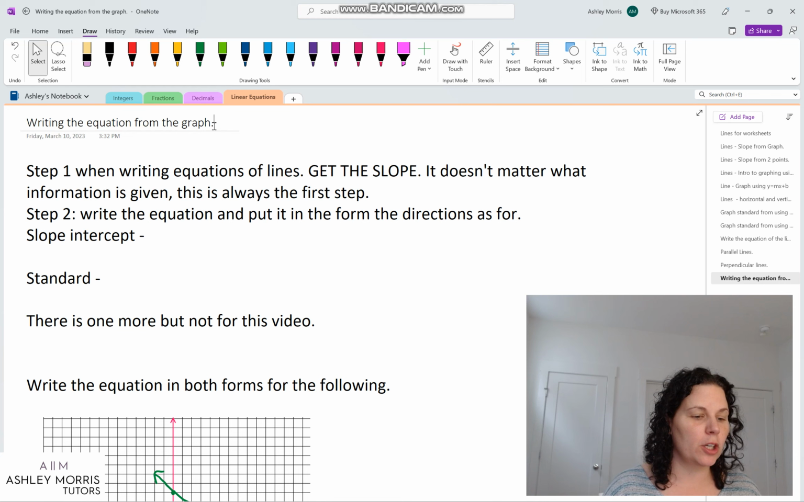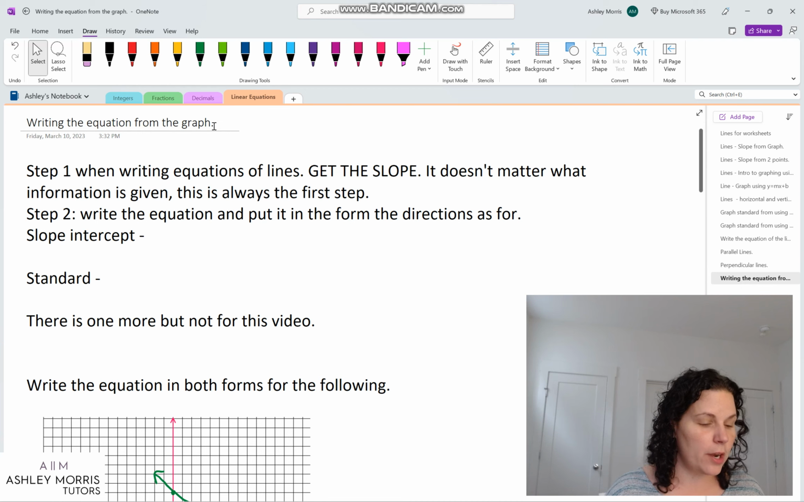And in this video, we're going to start with writing equations of lines. We're only going to use graphs though for this one. I have other videos that talk about horizontal and vertical lines, using 2 points, parallel and perpendicular. For this one, we're just going to start from the very beginning with just a graph.